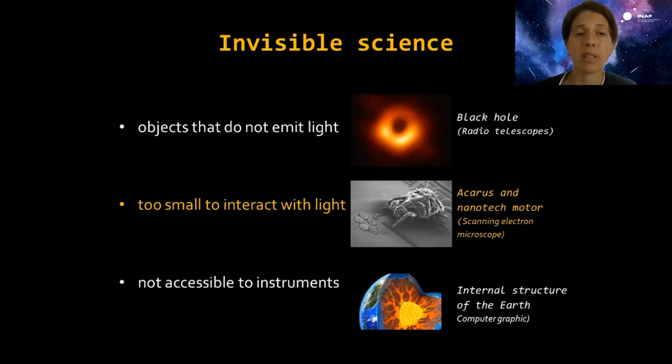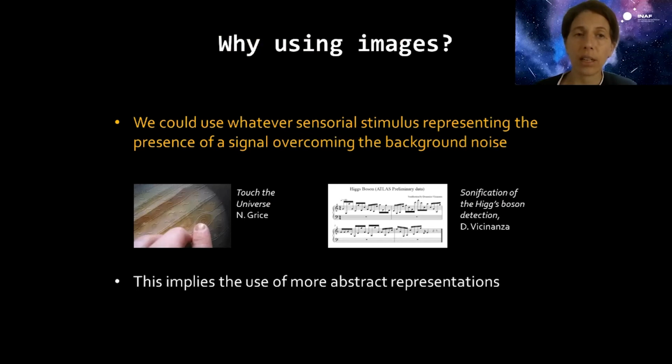Objects in science are invisible because they do not emit light, or because they are too small to interact with light, or because they are not accessible to scientific instruments. And in all these cases, we use different types of visualization and representation to show the data that we have collected in indirect ways. So if the data are not visible and the things are not visible, why do we use images? We could use whatever sensory stimulus to represent the presence of a signal that overcomes the background noise.